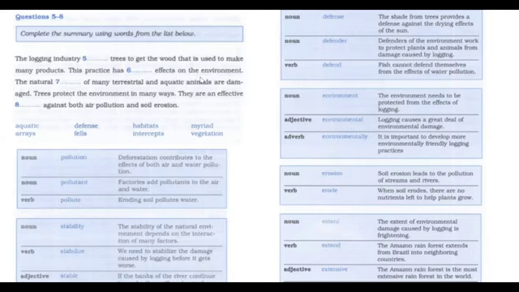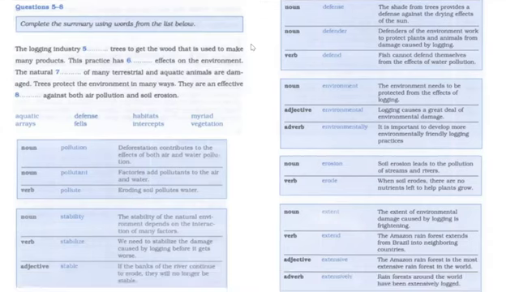Next one, Aidana. Stability, noun: the stability of the natural environment depends on the interaction of many factors. Verb, stabilize: we need to stabilize the damage caused by logging before it gets worse. Adjective, stable: if the banks of the river continue to erode, they will no longer be stable.